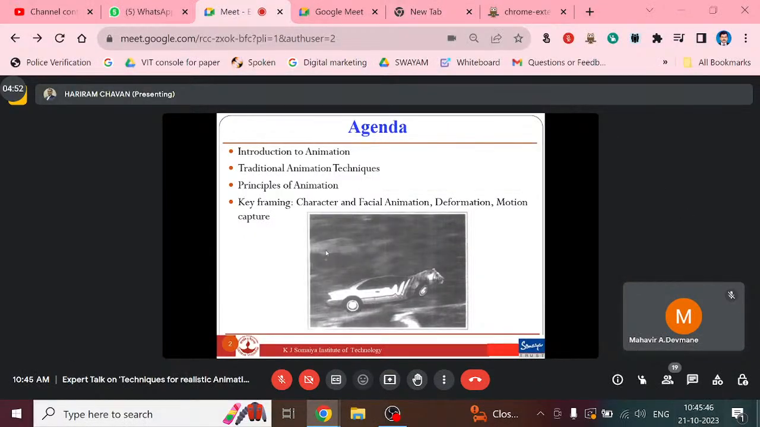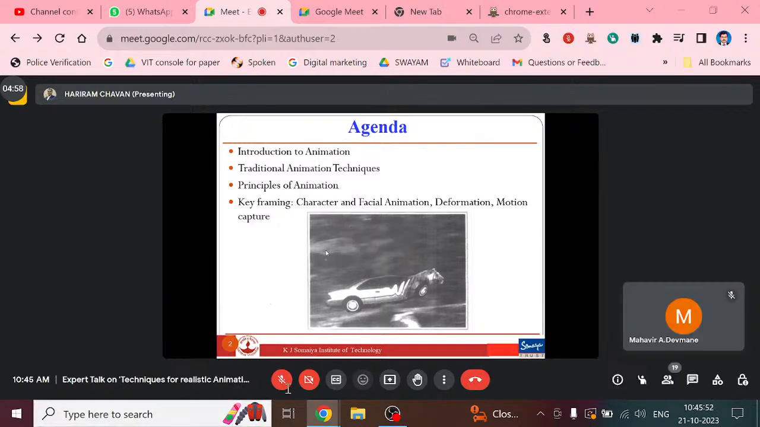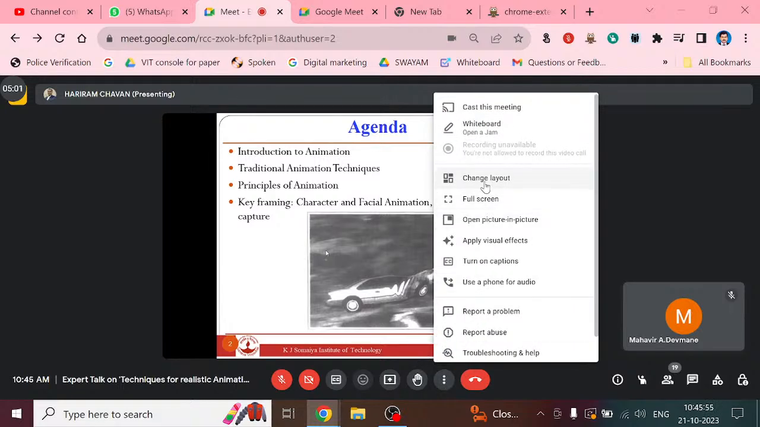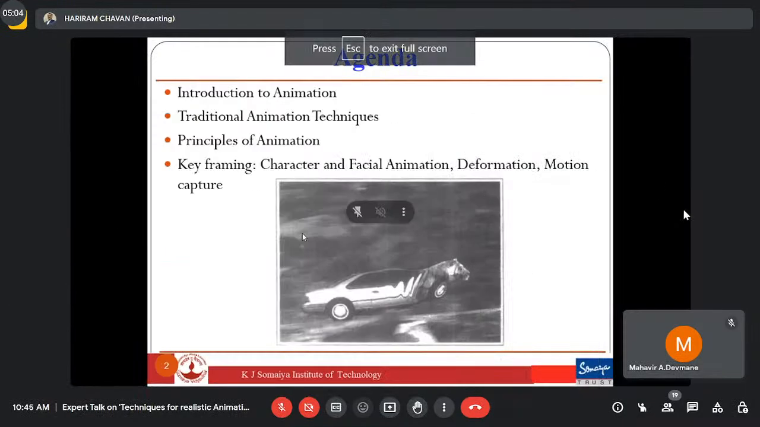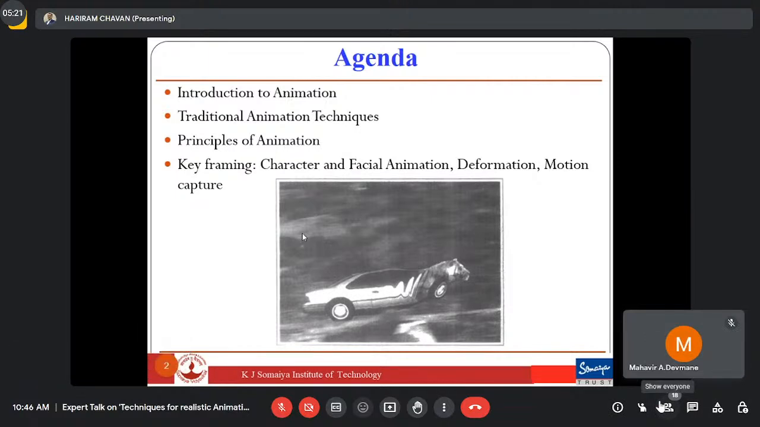So for today's agenda, it is introduction to animation, then traditional animation techniques. Why have I considered traditional? Because we want to understand where it has begun and where it has reached, and the difference between these two. So 3 to 4 slides I have dedicated to the traditional animation technique. Then we will talk about the principles of animation, and the last section will be character facial animation, deformation. Don't take the actual word of deformation. And at the last, we'll talk about motion capture, which is an integral part of animation.